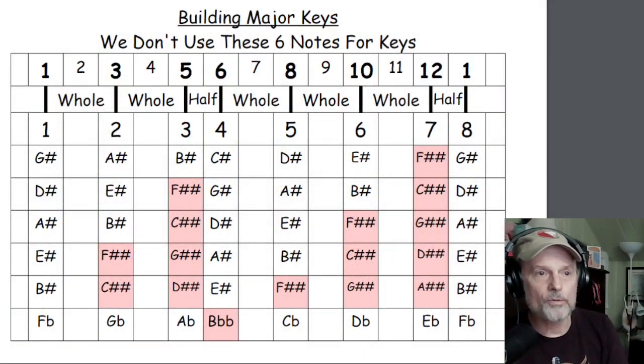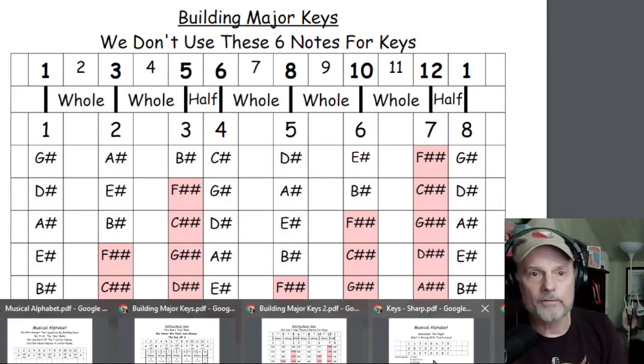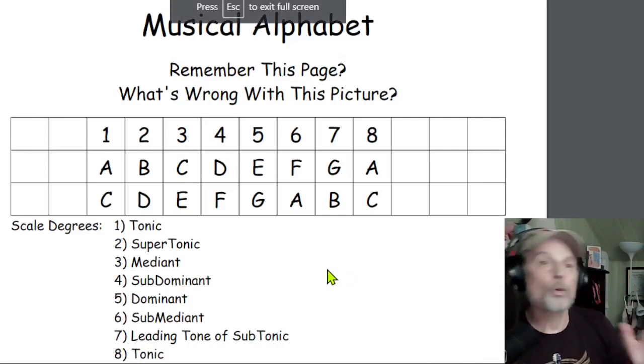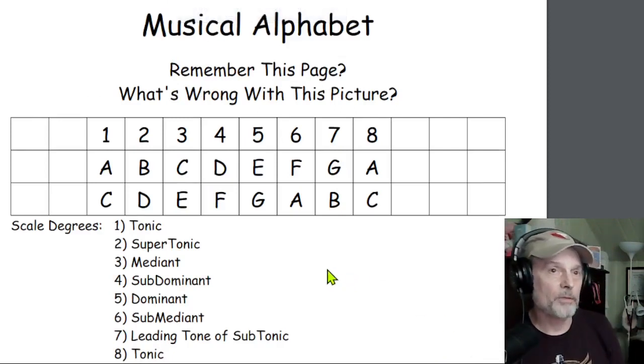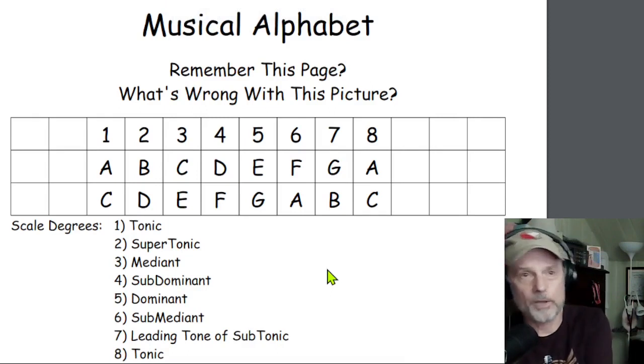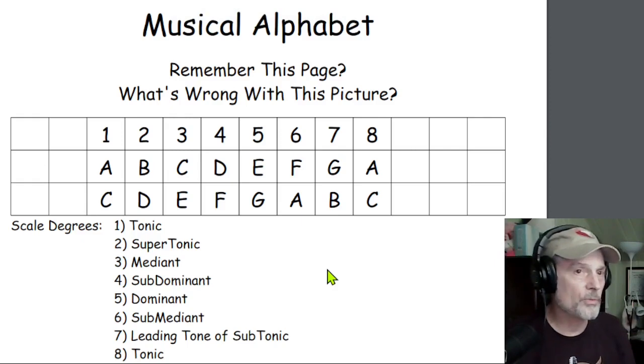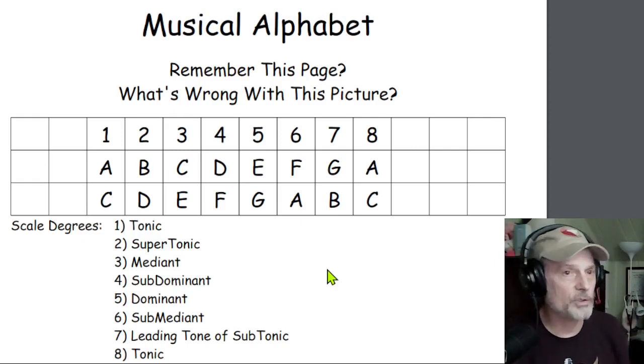Now we are going to see how we can see all the keys. Okay, now we're going to move on. We have two more sets of charts. We're going back to this one, the musical alphabet. Now, I'm sure you remember this page. But now that you've been through this, I'm going to ask you what's wrong with this picture.